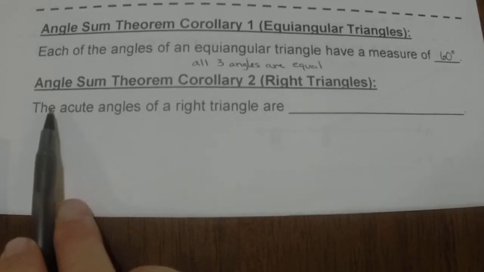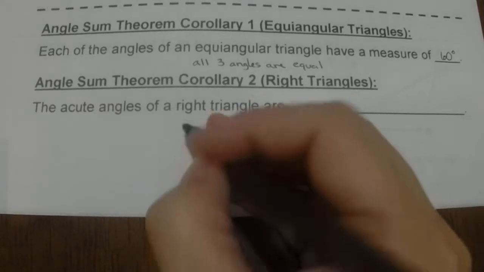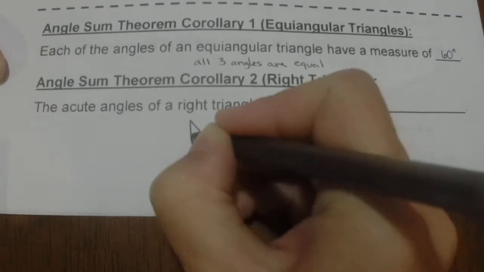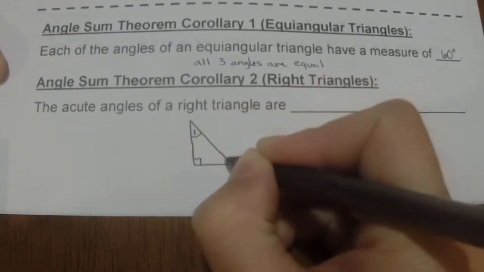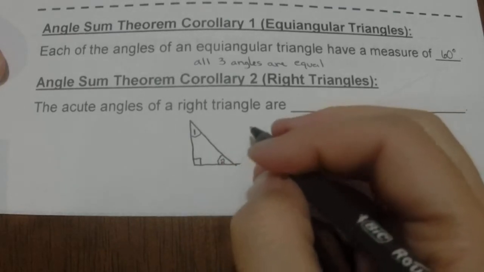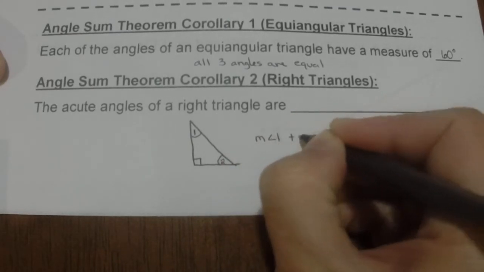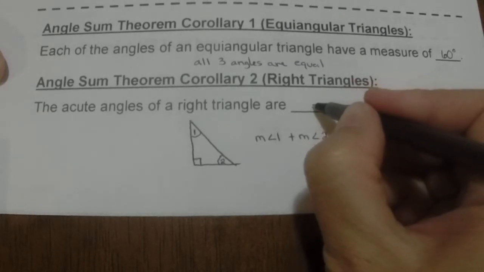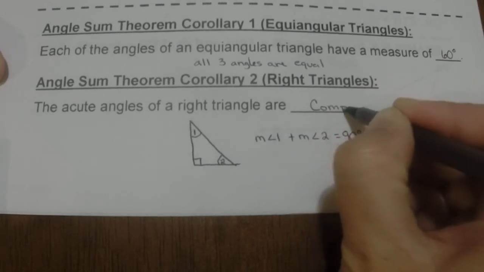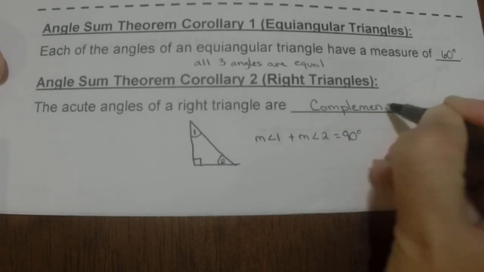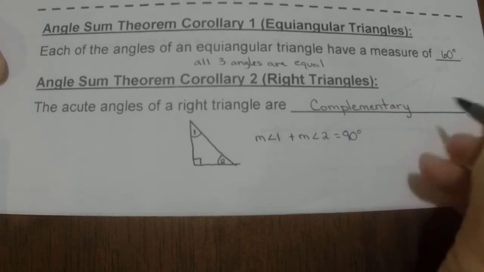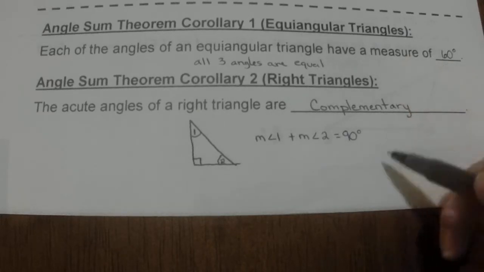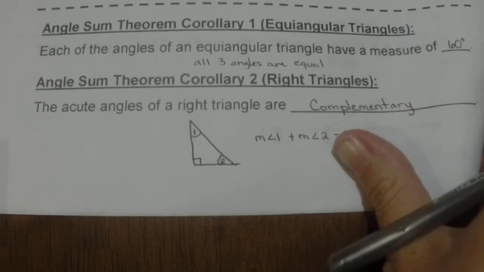The second one is that the acute angles of a right triangle. So here's our right triangle. The acute angles, this one here, angle 1 and angle 2, should add up to 90 degrees. And again, you should have seen this in your lab. So when two things add up to 90, they are called complementary. We've been doing a lot with supplementary, which means that they add to 180, but this is complementary, which means it adds to 90. So let's see if we can use those two theorems to solve some other problems.